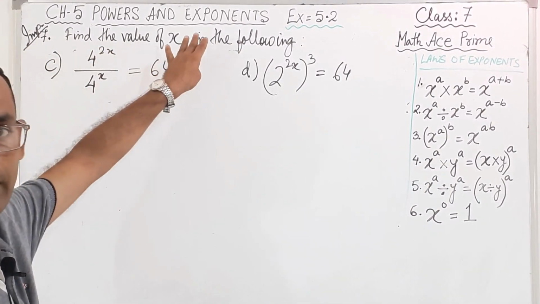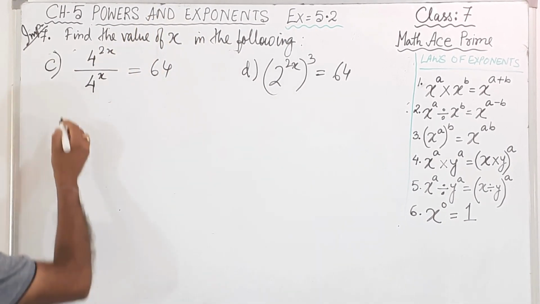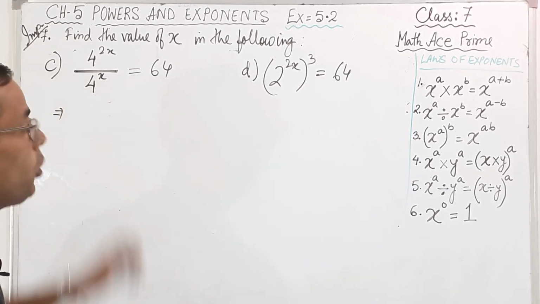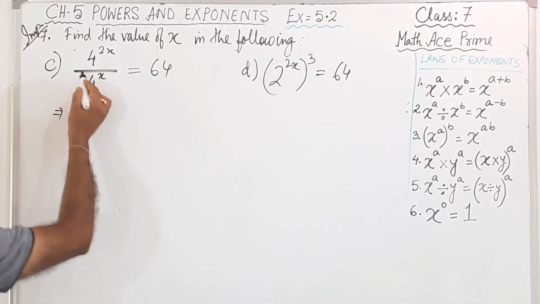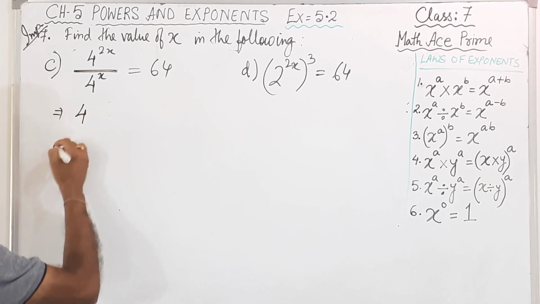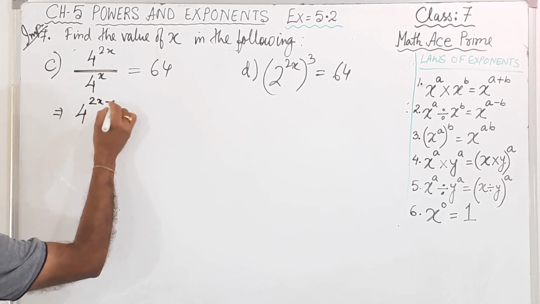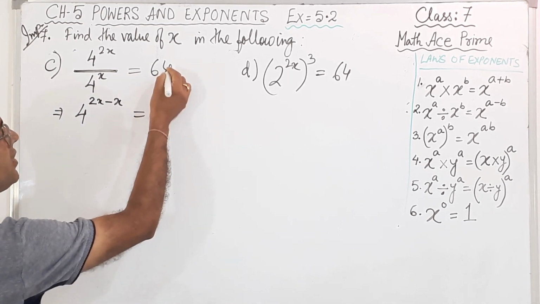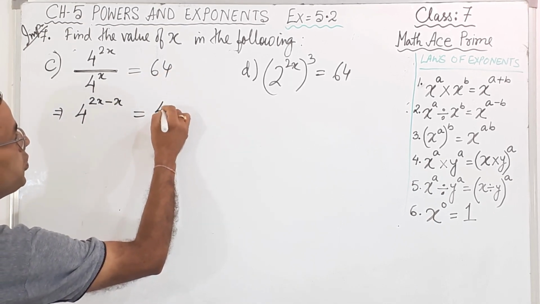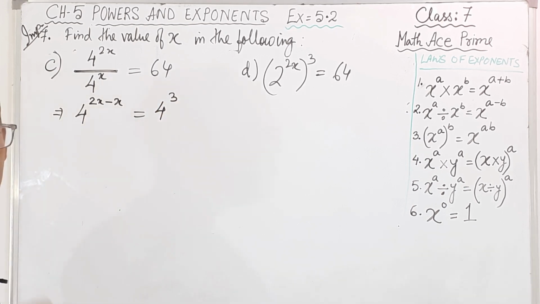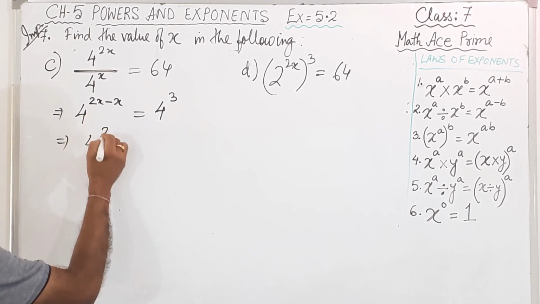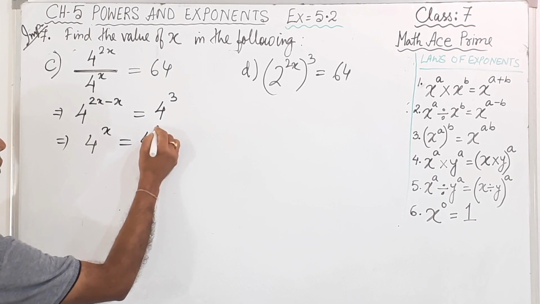Now let us come to question number 7. Find the value of x. So we have to find out the value of x. You can see here the divide sign is there. So first of all we have to make the bases of both the sides the same. So here divide sign is there, so I will write one time, and 2x minus x, this will be subtracted. And here 64, can I write 4 to the power 3? 4 4s are 16, 16 4s are 64. Now 2x minus x, x equal to 4 to the power 3.